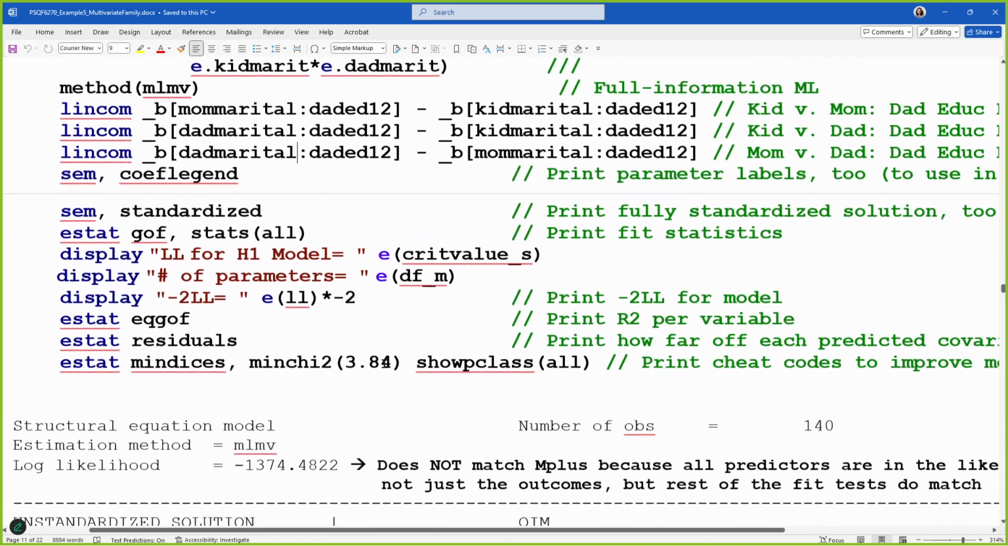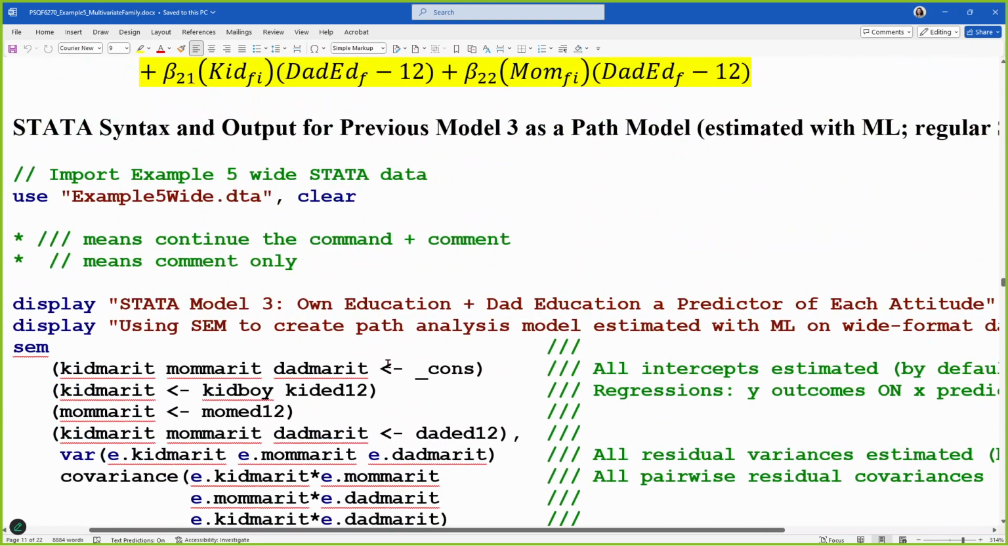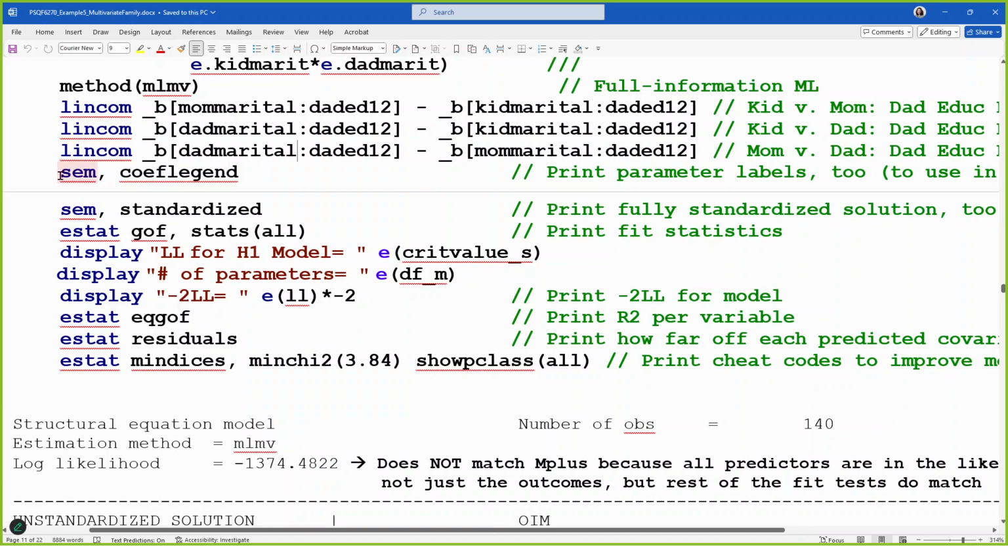The way that you can do that is an option called CoF Legend, and I think I have that somewhere in here. Yeah, somewhere in here I have that. Then I start asking for a bunch of stuff. Yep, right here. So CoF Legend spits out the labels that go with everything in your model. That way you can refer back to them to do math.